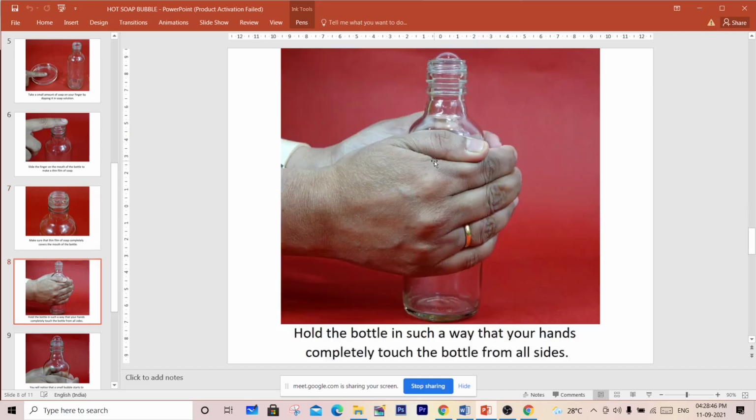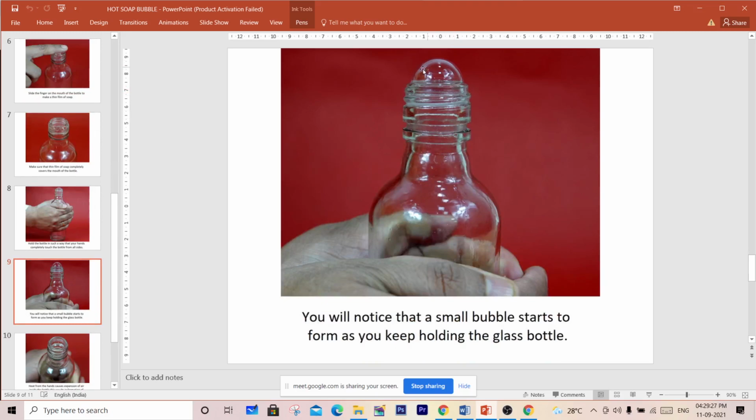Now hold the bottle in such a way that your hand completely touches the bottle from all sides. Your body heat will increase the temperature of the air inside the bottle, and this will expand the air. As the air expands, you can see the soap layer, the bubble, also expand. If you keep on raising the temperature of the air, the volume of the bubble will increase. Are you getting this? Will it happen? Yes or no?